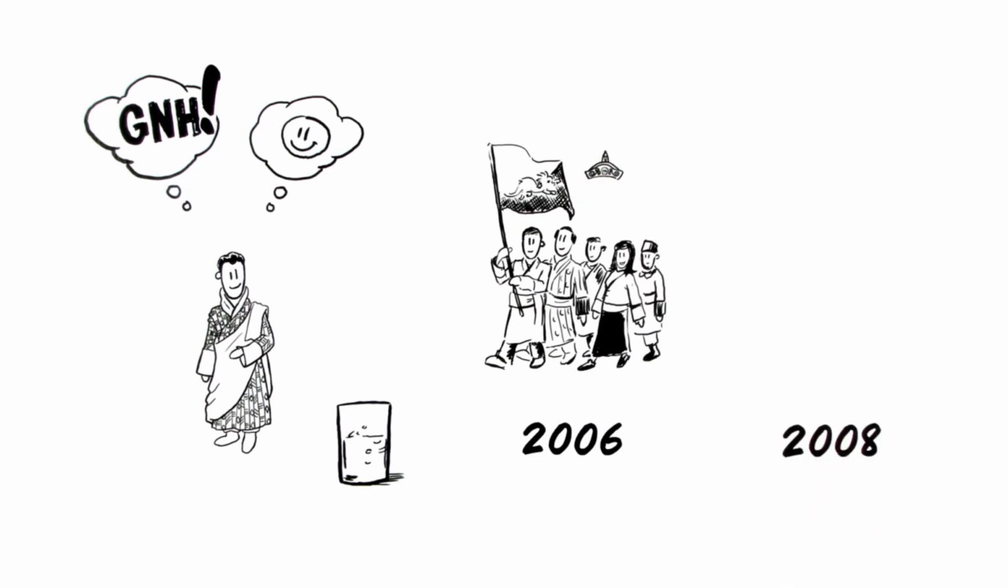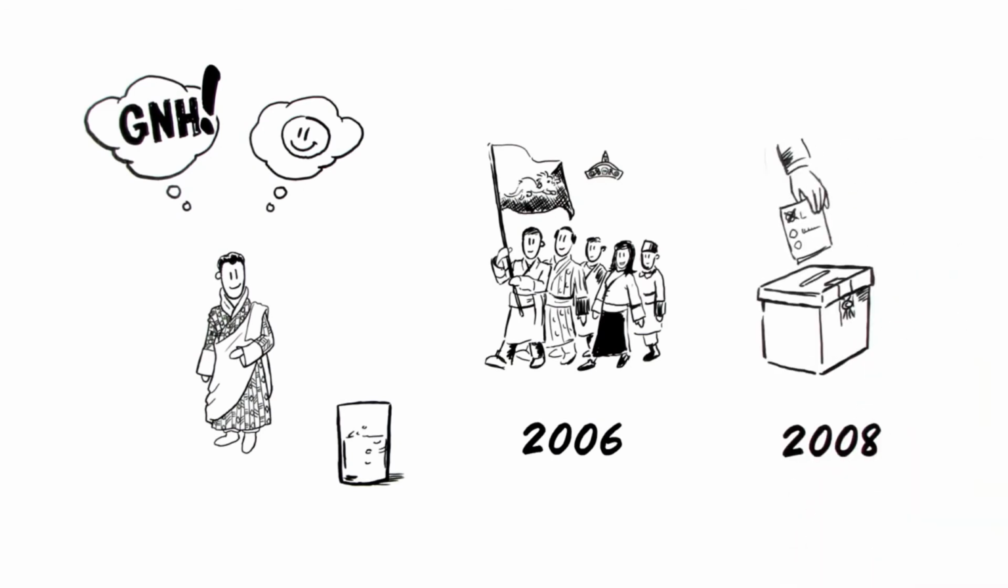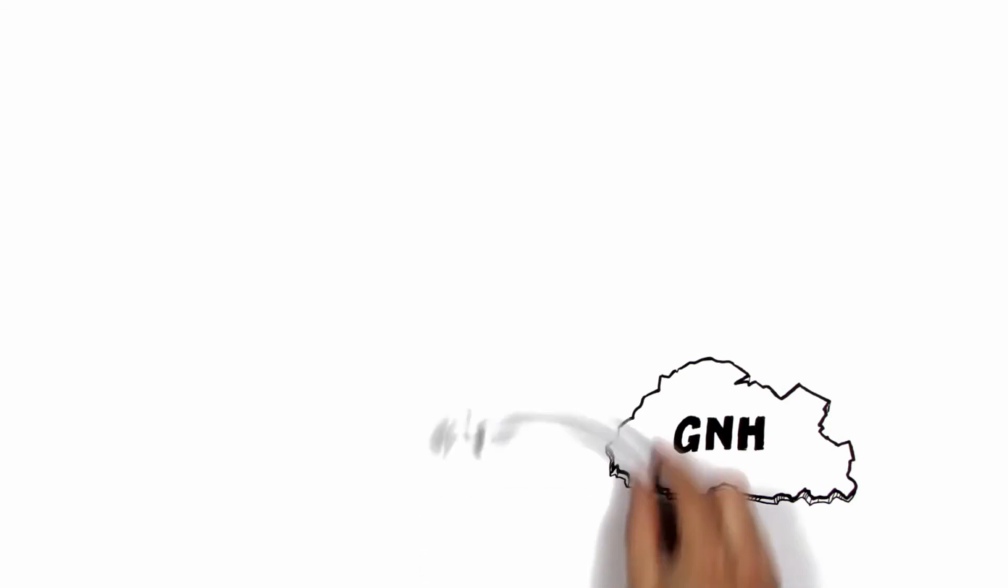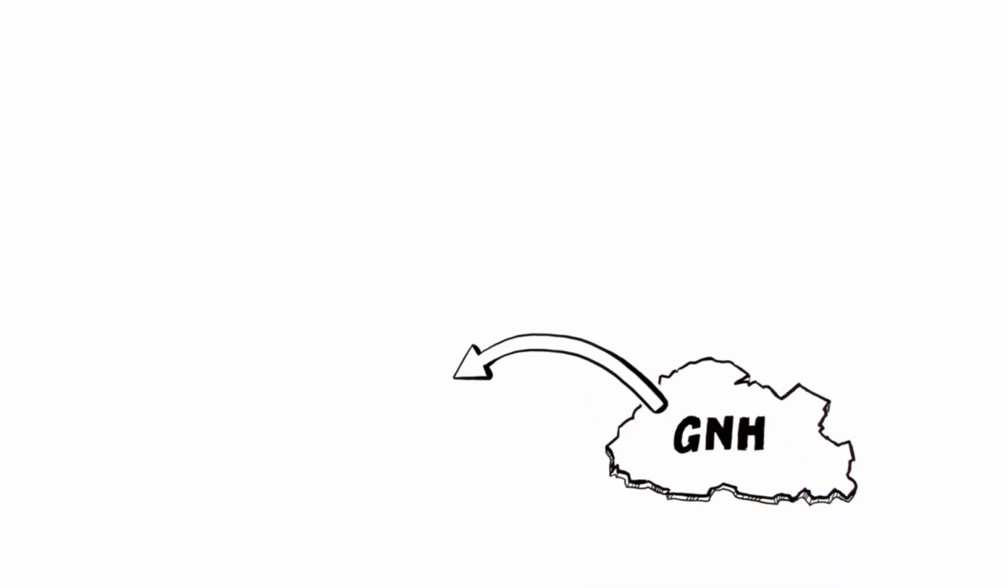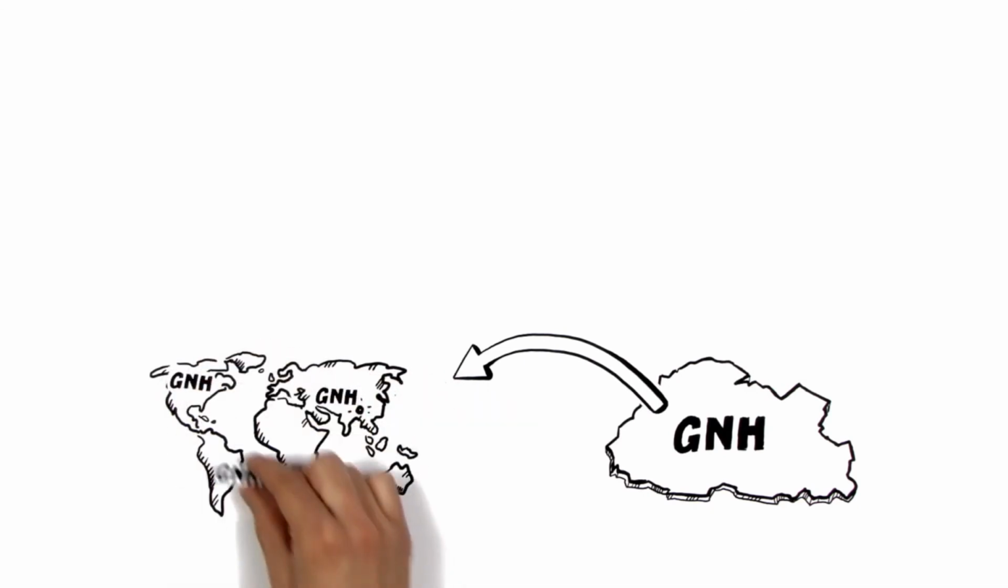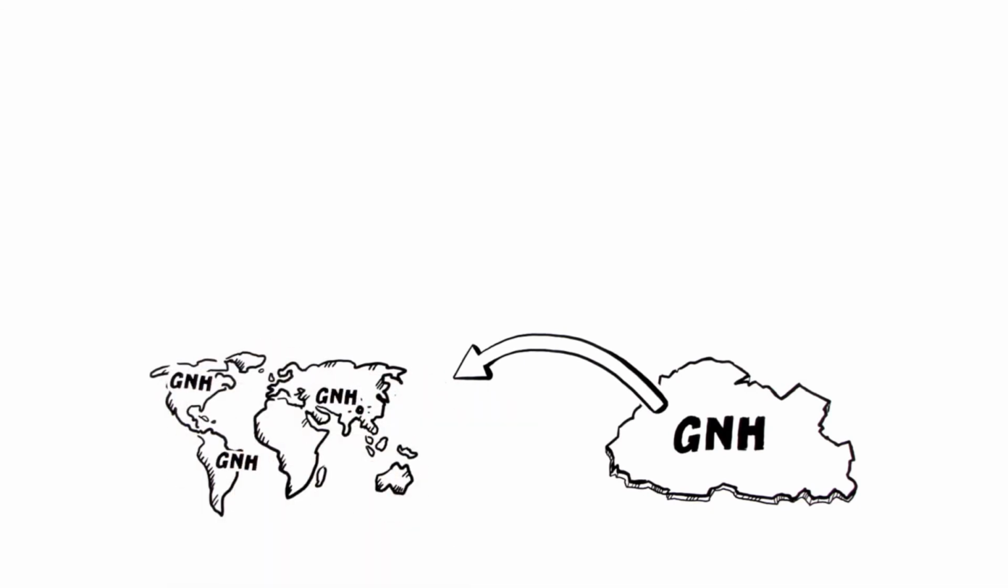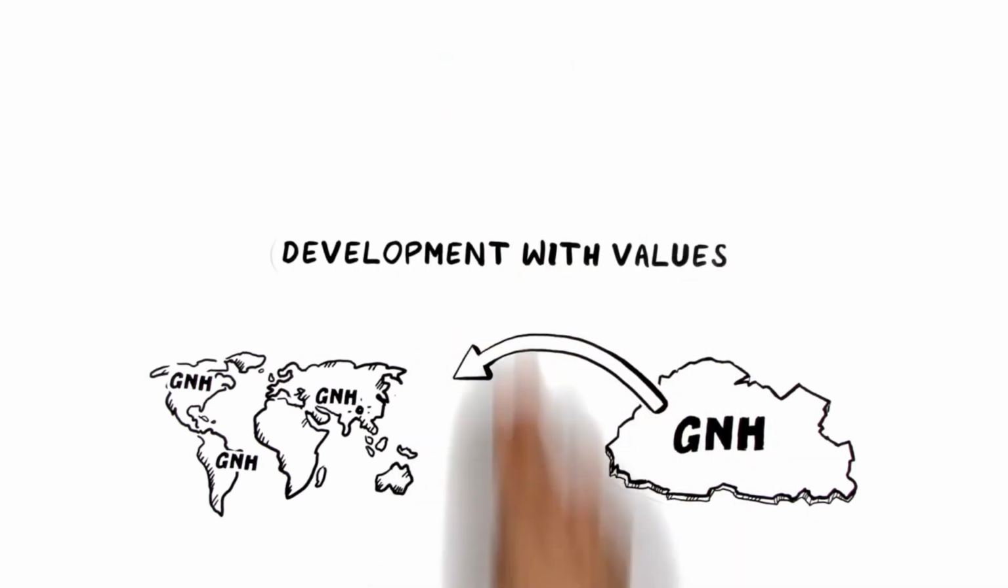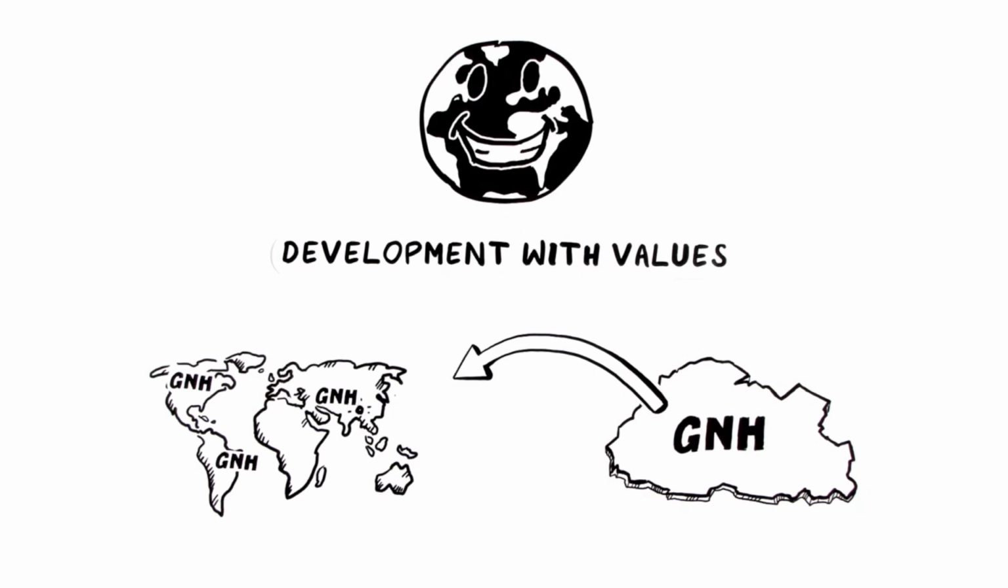2 years later, in 2008, Bhutan elected its first representative parliament. Since then, the idea of gross national happiness has taken quite some momentum outside of Bhutan, with other countries and people around the world thinking about adopting the GNH approach to strive for development with values and to make the world a happier place.